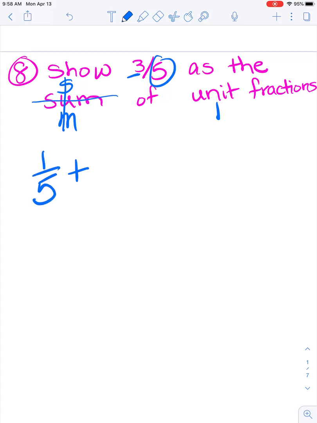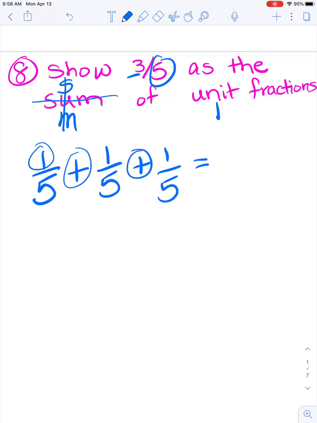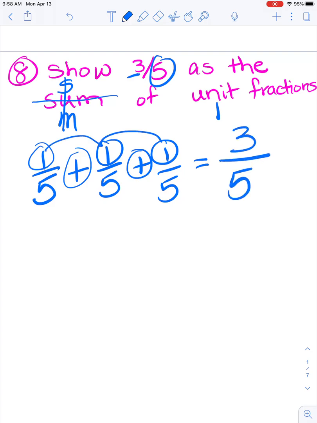So 1/5 plus 1/5 plus 1/5. Sum, meaning add. Unit, meaning 1. Fractions. Our denominators are the same, we keep them the same. Add our numerators. Okay, so 1/5 plus 1/5 plus 1/5 is my sum of unit fractions.